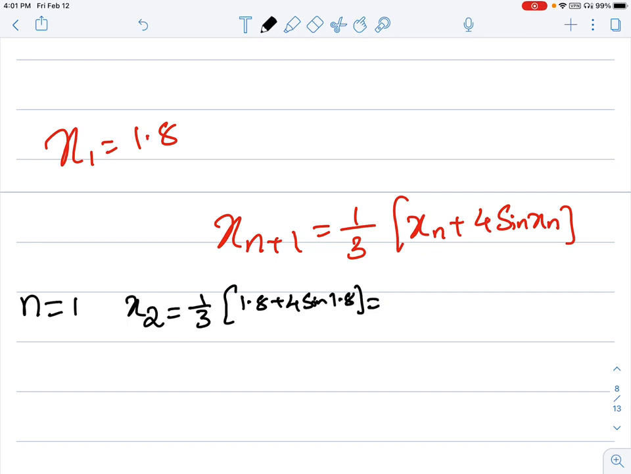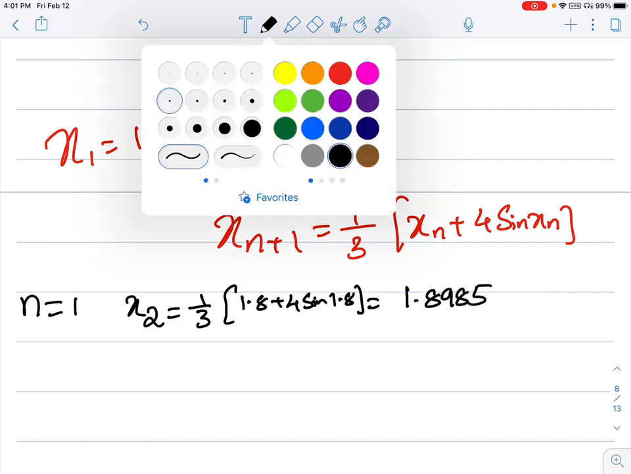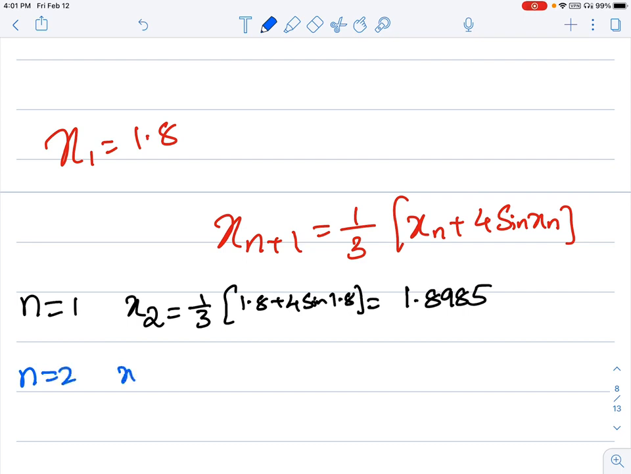It gives me 1.8985, 4 decimal places each iteration. So therefore the next, take n equal to 2, so x3 is equal to 1/3 times 1.8985 plus 4 sine 1.8985. Go back and change it in the calculator, 1.8985.